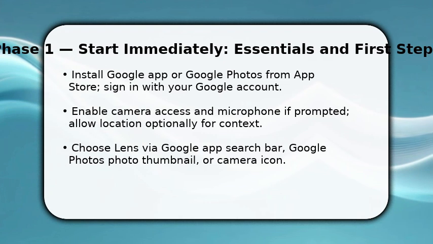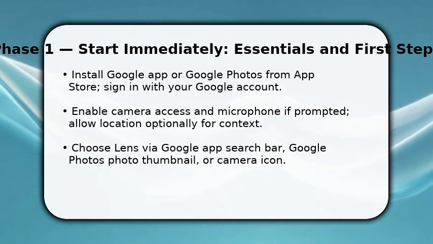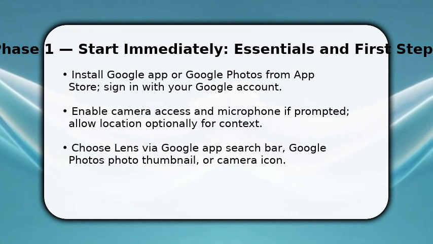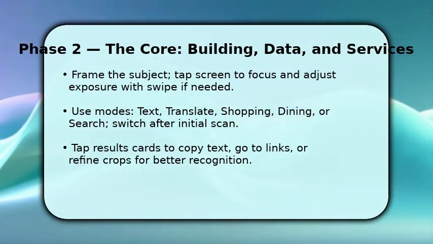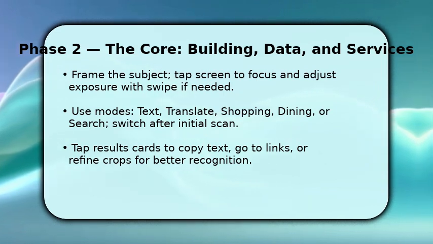These steps prepare the phone and give Lens permission to analyze visuals so it can identify objects, text, or translate in real time. Now aim the camera at your subject and tap to focus. This improves accuracy. Once Lens analyzes, choose a mode like text to copy or translate to read foreign words. Switch modes if the first result isn't what you need.